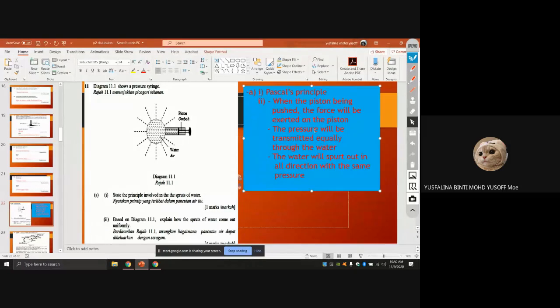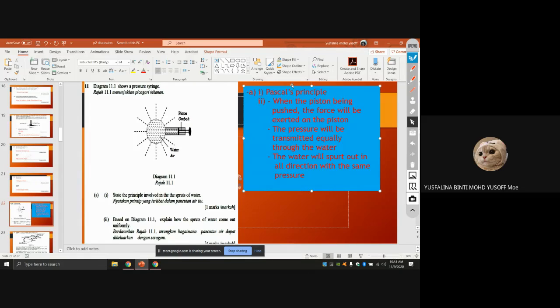You have to say first the piston is pushed. When the piston is pushed, you exert a force on the piston. Then you will produce a pressure, and this pressure will be transmitted equally throughout the liquid. The pressure will push the water to spurt in all directions with the same value of pressure.